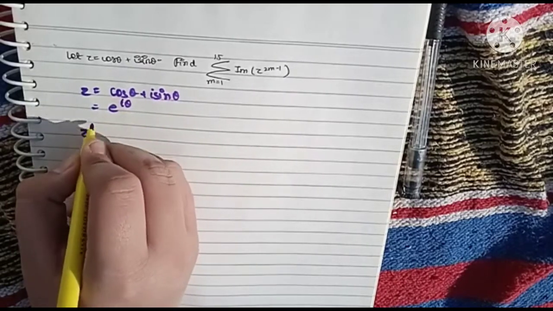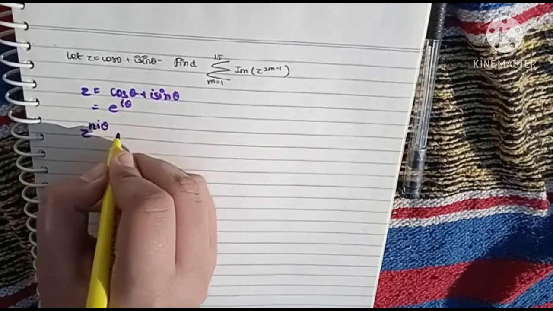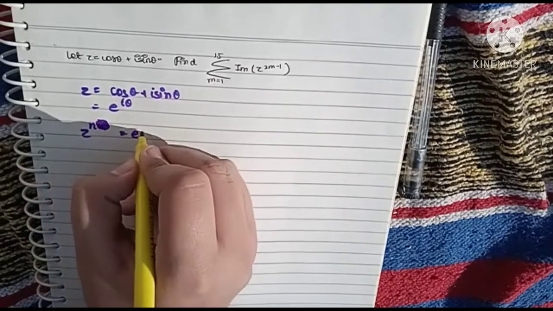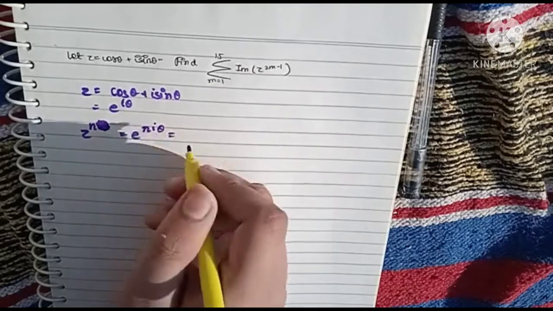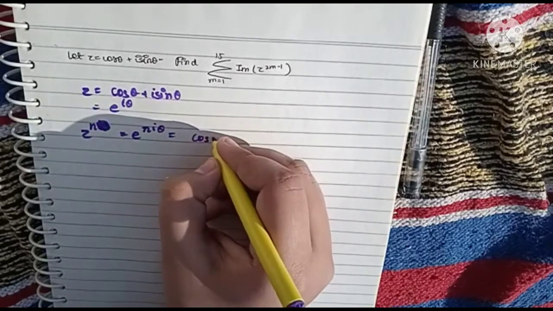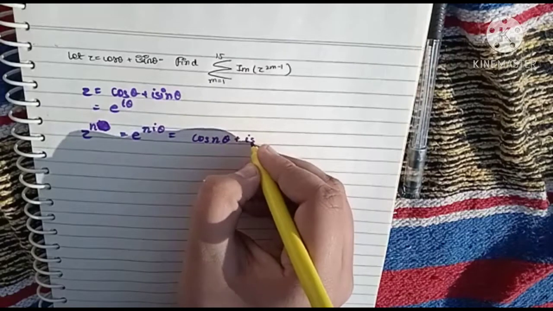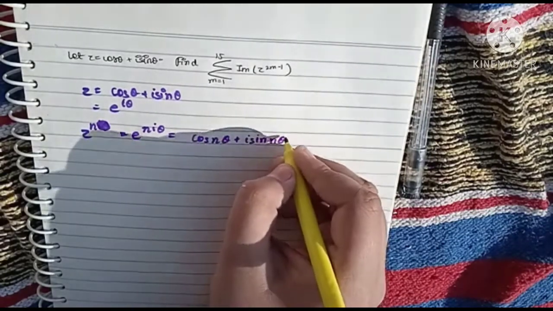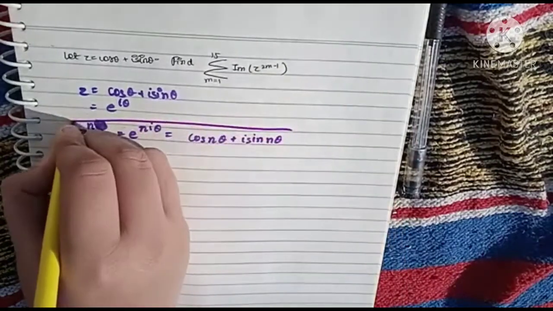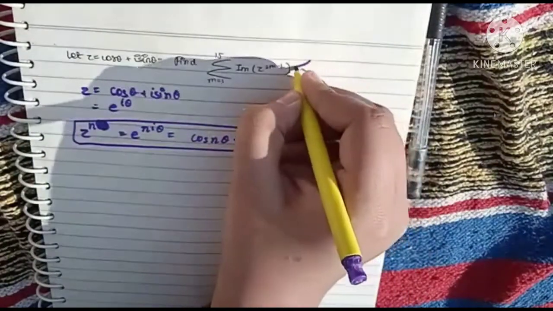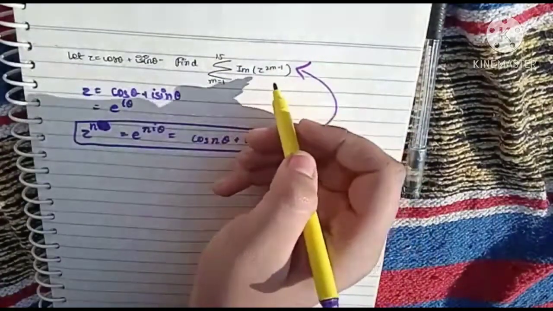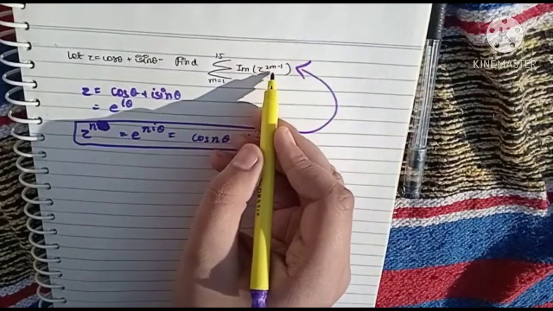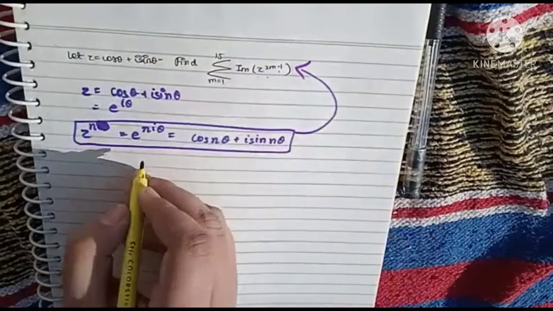Then z to the power of any number, let us say z to the power of n, actually means e to the power of i n theta. Then this becomes cos of n theta plus i sine of n theta. This is actually pretty easy, right? Now we have to use this concept right here, my friends, in this question.